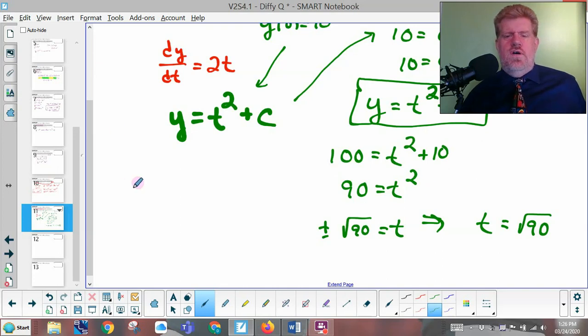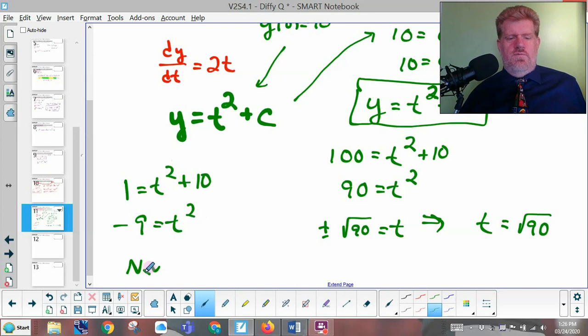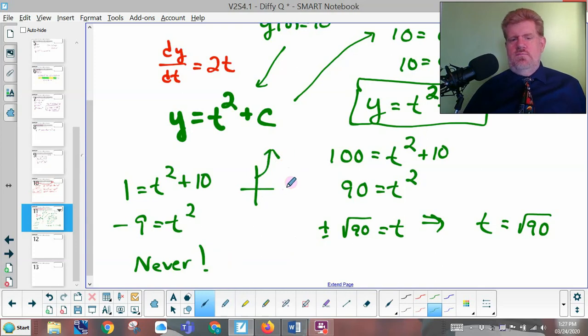Now, the other question was, well, what happens when it equals 1? Well, I think you can already figure out what's going to happen here. It will never equal 1. Okay, because, whoa, what happened with my e? Oh, no, I got to do that again. All right. It will never get to 1. And if you think about it, t squared plus 10 is a parabola. Starts at 10, goes up forever. It's never going to get back down here to 1.